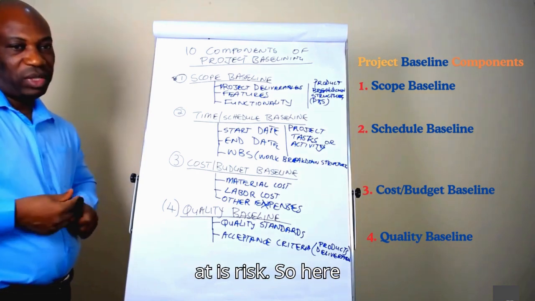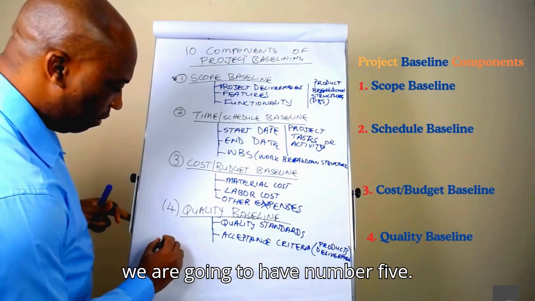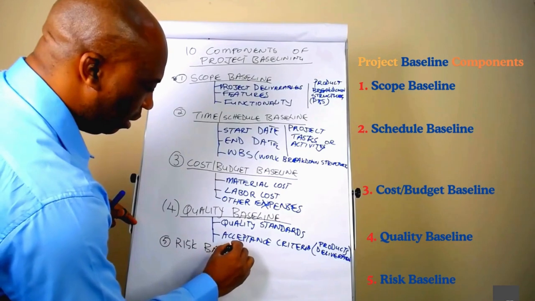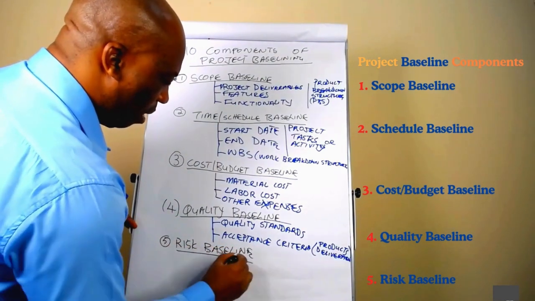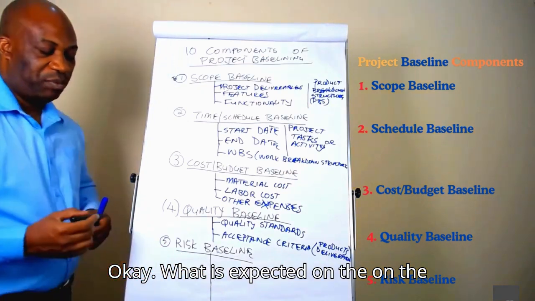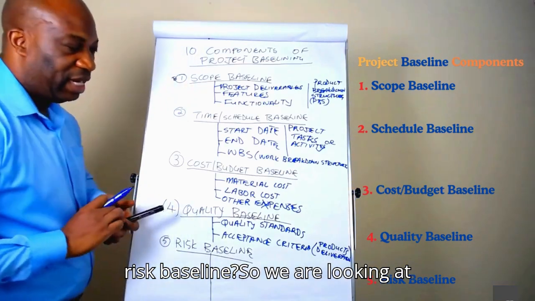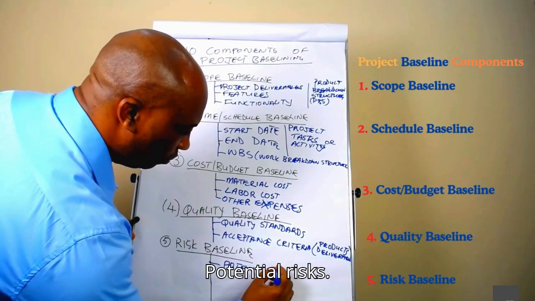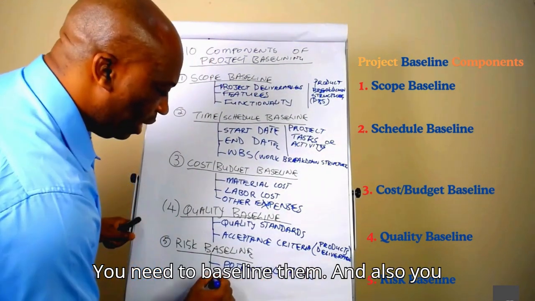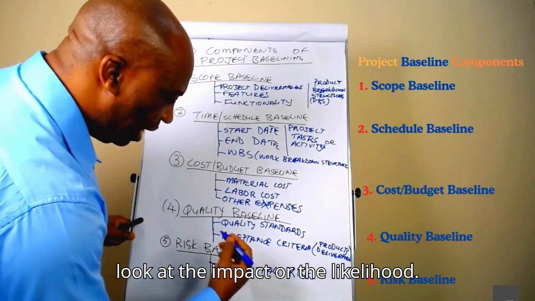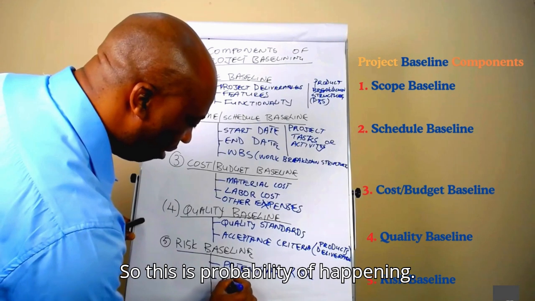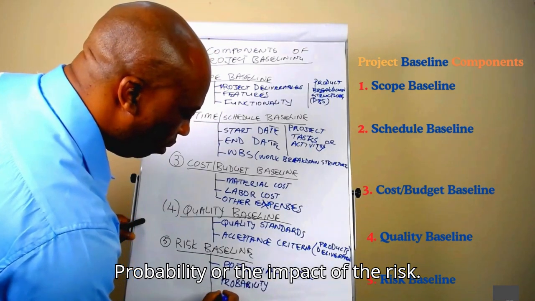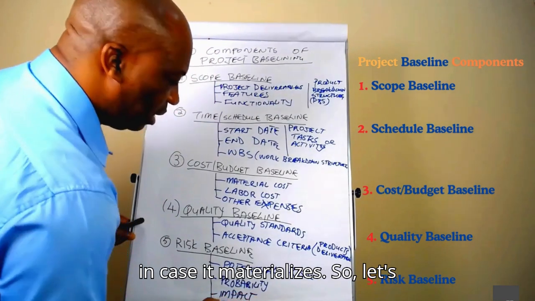Then the 5th one that we want to look at is risk. So here we are going to have number 5, risk baseline. Okay. What is expected on the risk baseline? So we are looking at items like potential risks. You need to baseline them, and also you look at the impact or the likelihood, the probability of happening, or the impact of the risk in case it materializes.